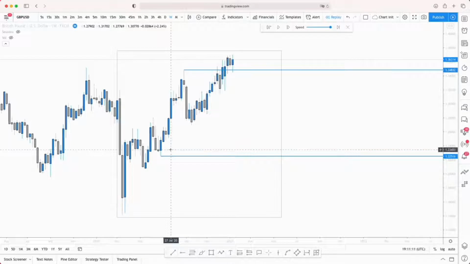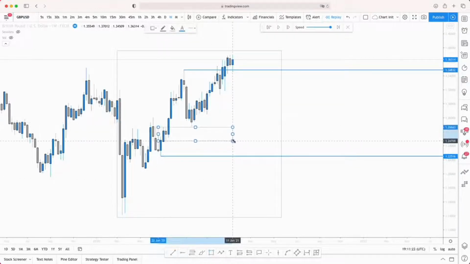In terms of OBs, we can also see that we've got an OB sitting here, and that is pretty much where price has reacted to. It almost reached it, but that's pretty much where price has reacted. But we're not going to talk about entries just yet. We're just going to talk about our highs and lows.